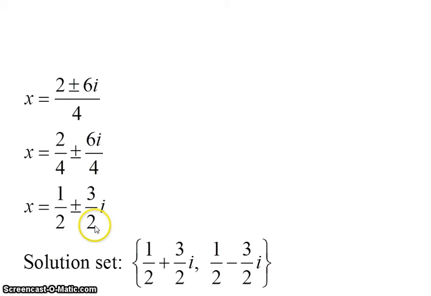You could combine it into a fraction again and say 1 plus or minus 3i over 2. That's okay. Some books or programs might want you to write out the solution set as two separate solutions. So if we do that, our solutions are 1/2 plus 3/2 i and 1/2 minus 3/2 i.